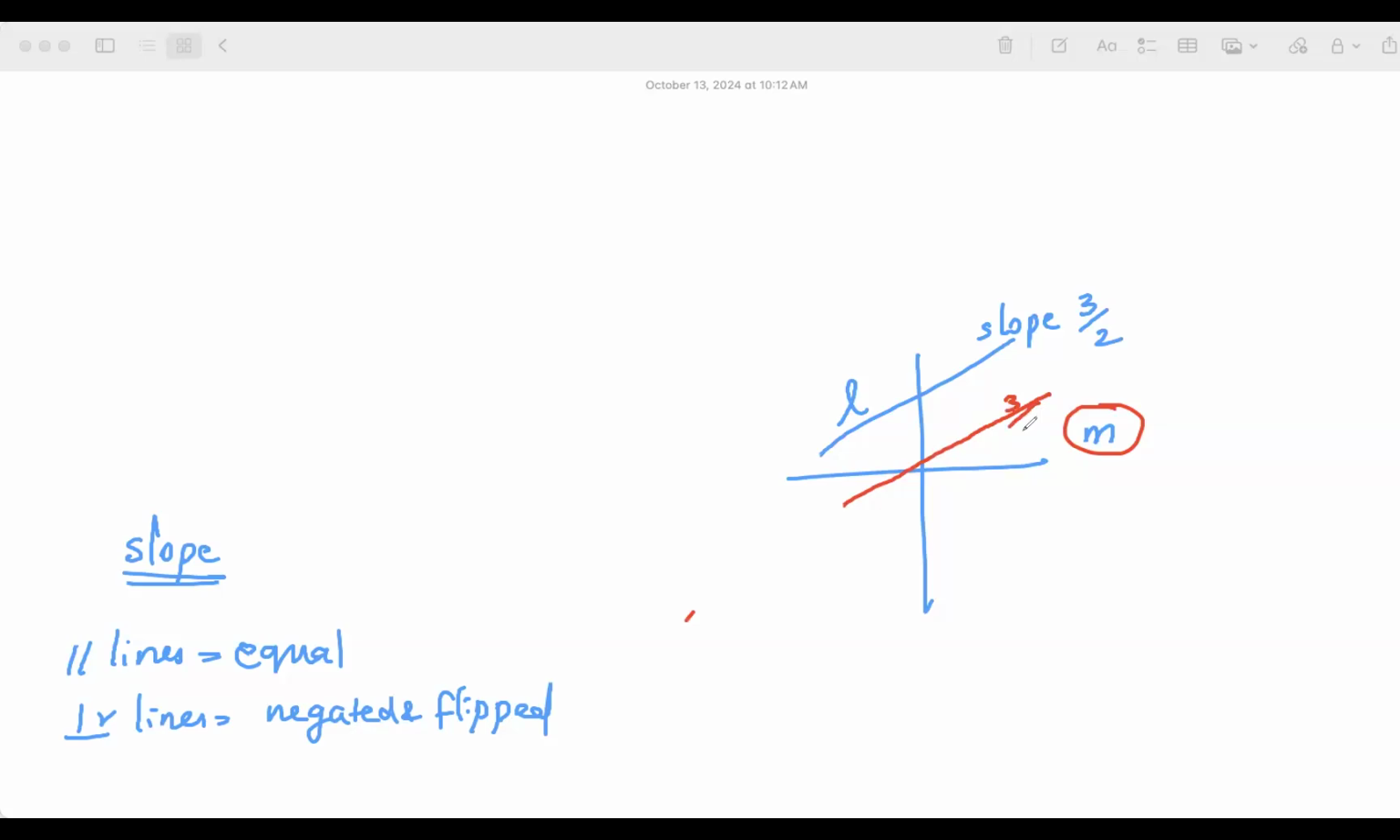The same slope. Now I'm talking about a totally different line that is going to be perpendicular. I call it T. What is the slope of T? Is it -2 by 3? Yep, negate it and then flip it. Correct. Do you guys get it?